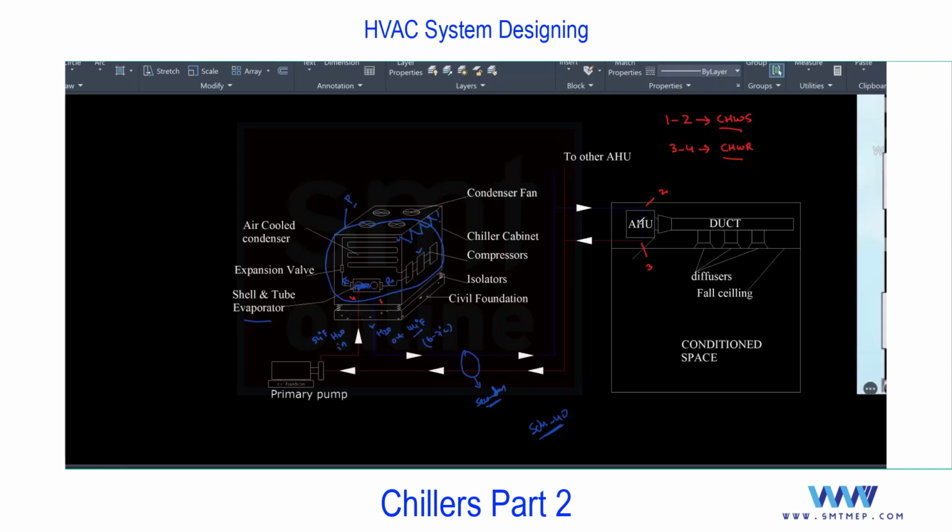AHU. And you know what an AHU is, or it can be an FCU as per the requirement. In actual practice, in this drawing you'll find one AHU, but the pipe will continue and can connect to n number of FCUs or AHUs as per the capacity of the system.